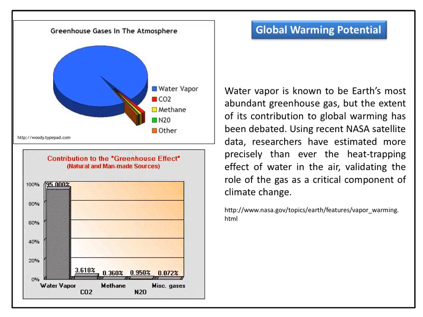Water vapor is known to be Earth's most abundant greenhouse gas, but the extent of its contribution to global warming has been debated. Using recent NASA satellite data, researchers have estimated more precisely than ever the heat-trapping effect of water in the air, validating the role of the gas as a critical component of climate change.